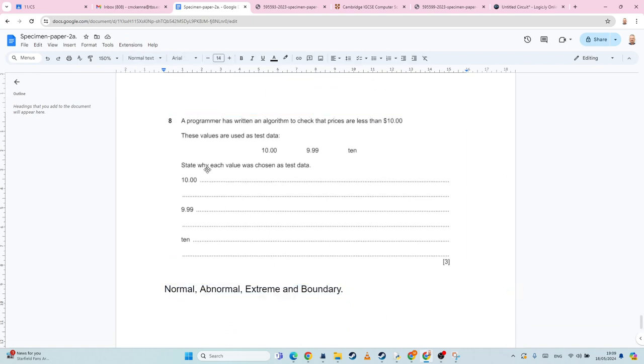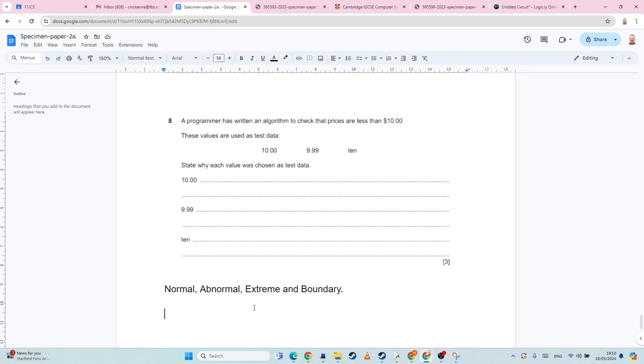Okay, so basically, they've said that the test data for this program is going to use these values, and it wants to know why. So state why each of the values is chosen. So 10, so what is 10? A programmer has written an algorithm to check that the prices are less than, very important, 10. So is 10 valid or not is your first question. So in this case, it is not valid.